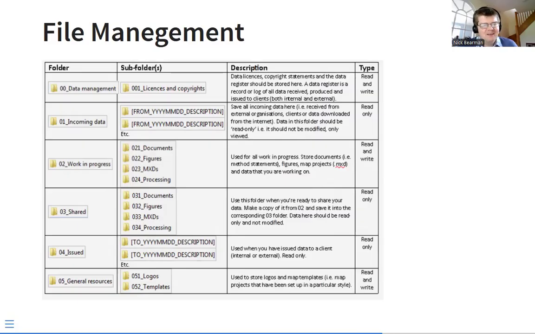They also then had this work in progress folder and shared folder where they would put stuff that they're currently working on. They actually subdivided it further. So they've split it into documents, figures, MXDs, which are project files for ArcMap, and processing. Processing being kind of temporary folder for working files and stuff. Figures for map outputs and documents for reports and that sort of thing. If they wanted to share this internally, they'd use this shared folder and share that with other colleagues in their group, and again, have it as a read-only one.